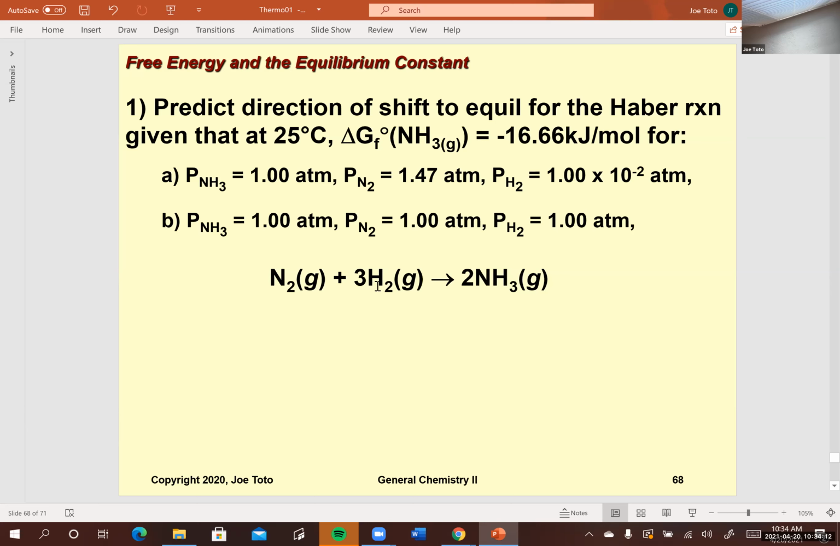Okay, so the last thing that we should do is take a look at some possible problems that use that equation that we just introduced. Predict the direction of the shift to equilibrium for this reaction at 25 degrees. If they want you to predict the direction of the shift, then what do you have to calculate? What can tell you which way this reaction is going to shift? Which thermodynamic property?